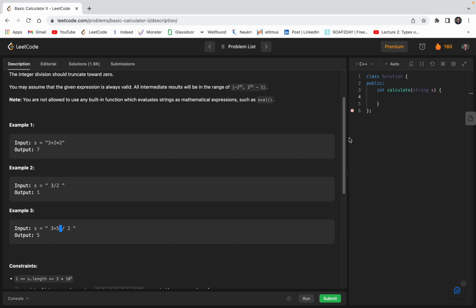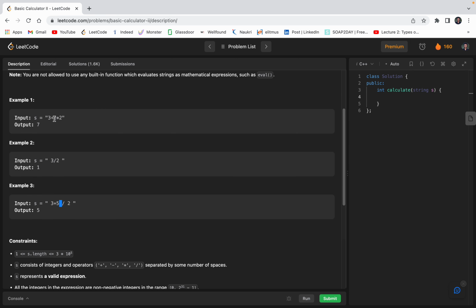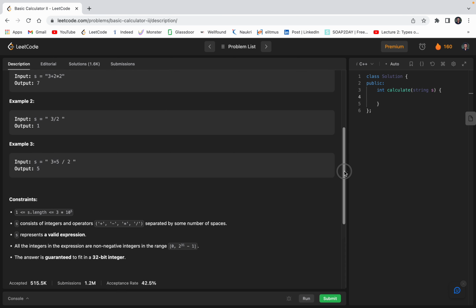So what I have to do is solve this question. What will be 3 plus 2 into 2? It will be 7. 3 by 2, 1. 3 plus 5 by 2, 5. So I have to solve this question.